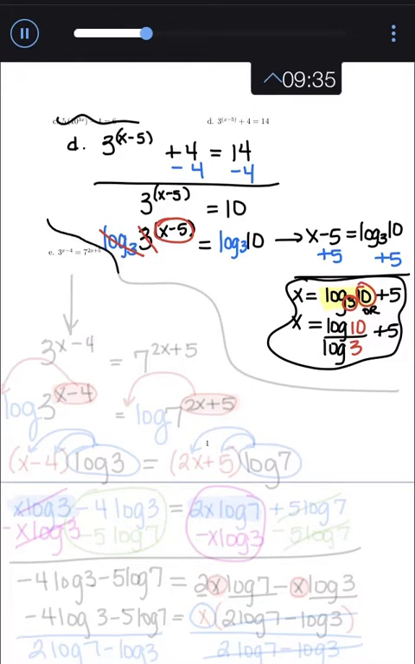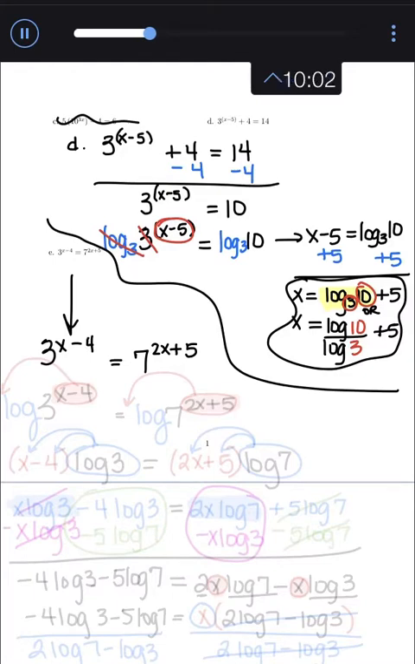Now let's look at problem E. On problem E, we've got 3 to the x minus 4 equals 7 to the 2x plus 5. The problem is using a log base 3 on one side would only get rid of the base of 3. Using the log base 7 on the other side would only get rid of the base 7 on the right-hand side.